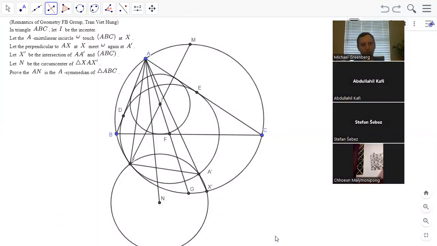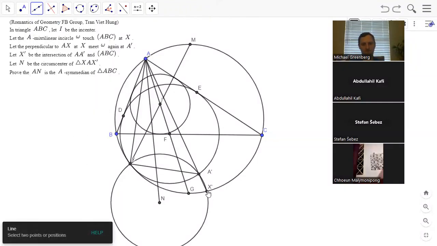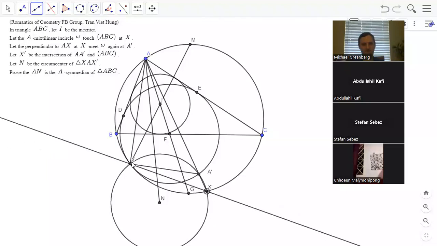Then we would need to show just that X prime, BC, and the tangent at A concur. Okay. That would be equivalent to showing that N is on the C-median. Is that because it would show that those rays are harmonic, like AB, AC, AN? I think it can be proven easily by some polars. Okay.